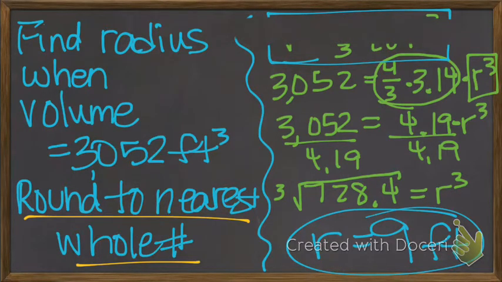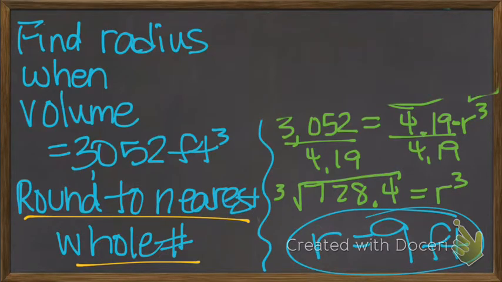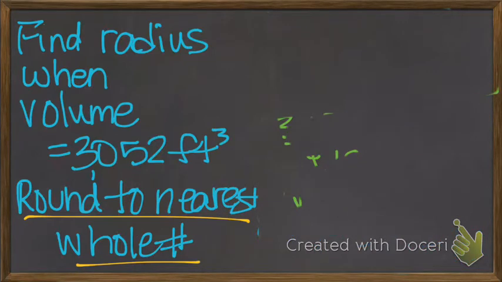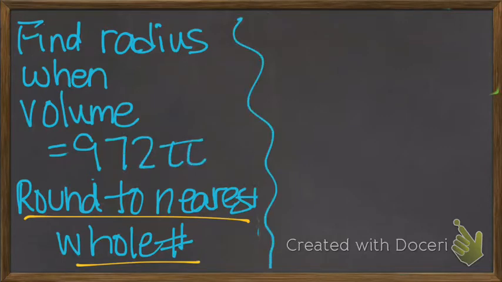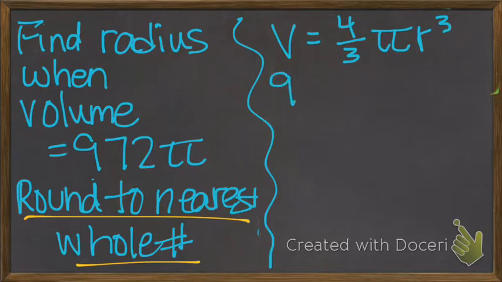Sometimes what you are asked to do is to find the radius when your volume is given to you in terms of pi. So let me show you what that looks like. So instead of the volume being given to us just as a number, it's going to be given to us as 972 pi. If that's the case, we still start with the same first step. We write out our formula. We plug in what we know. I'm not going to change pi to 3.14.